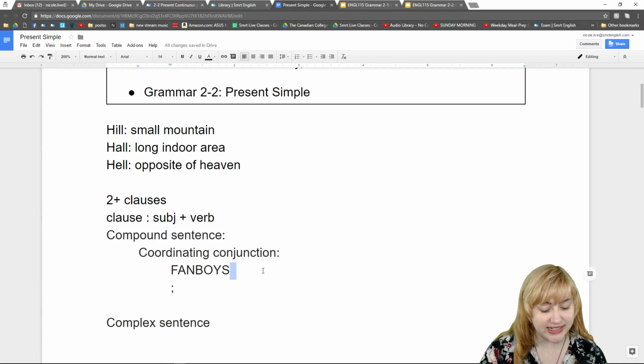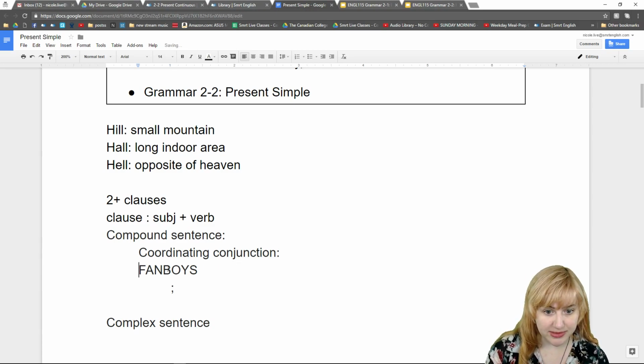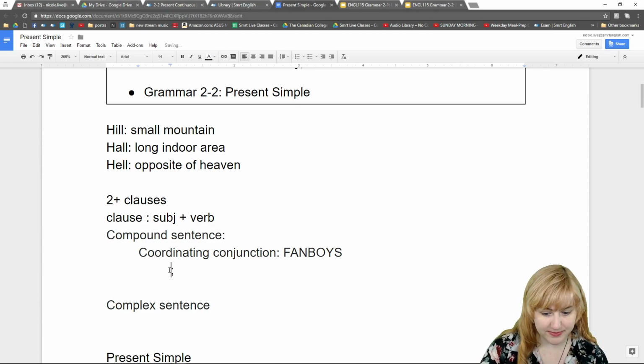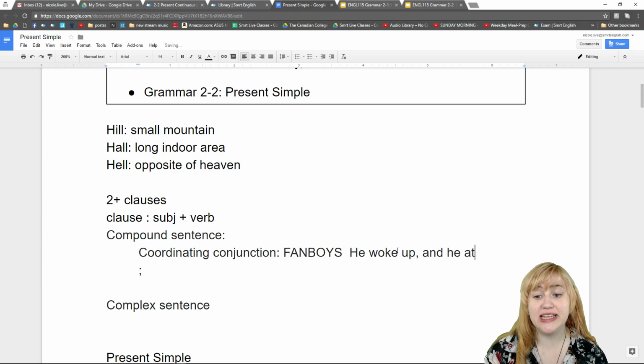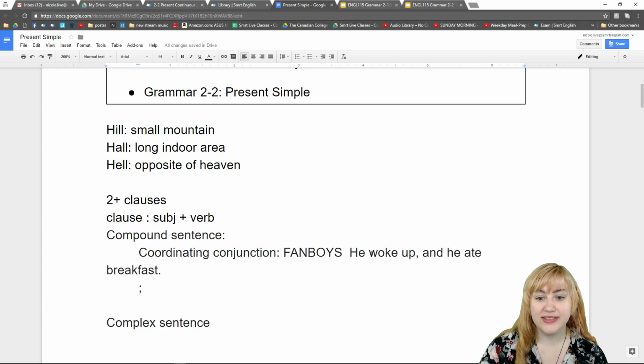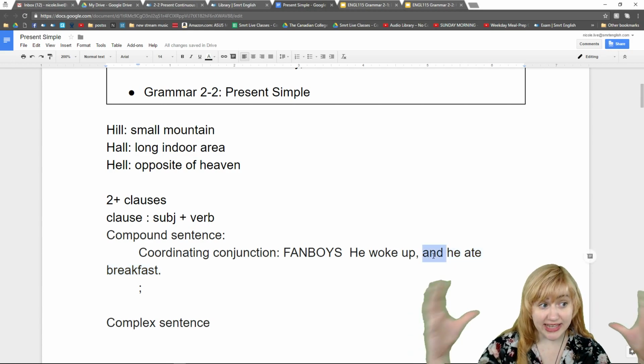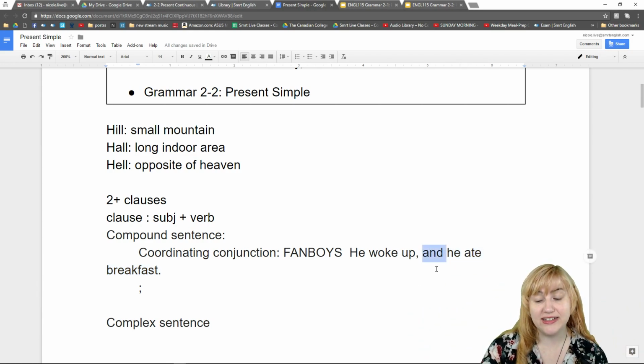I'll just give you an example sentence for each one. A compound sentence with a coordinating conjunction will look like this: He woke up, and he ate breakfast. He woke up is a clause. He ate breakfast is a clause. And these two clauses are joined together with the word and. And is one of the fanboys. We always use a comma plus a fanboy.